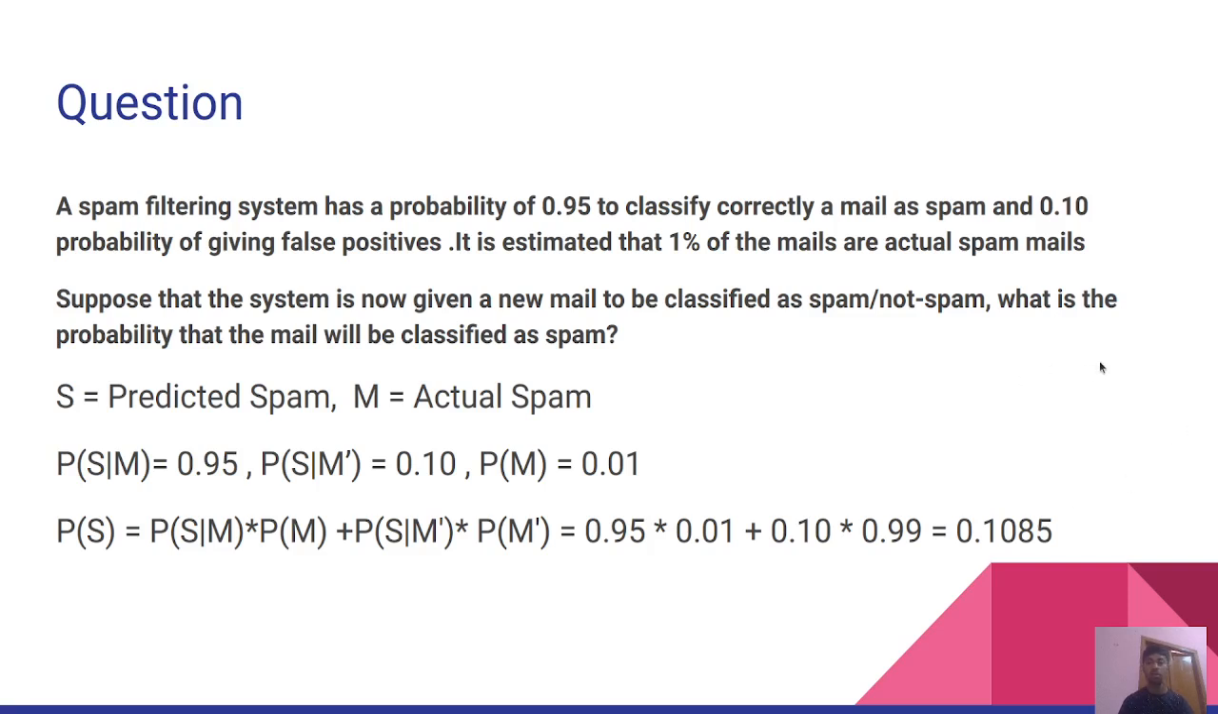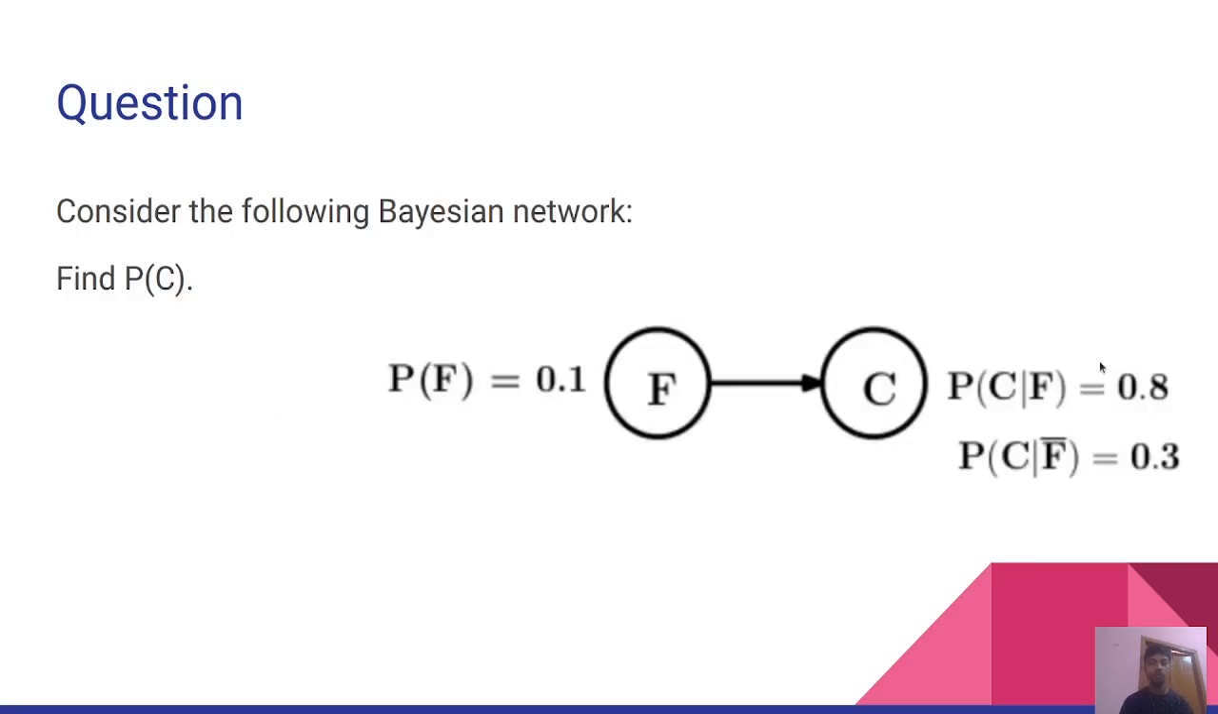Okay, then next question. Okay, so we have a Bayesian network here, and P of F here is 0.01. Here P of C given F is 0.8, and P of C given not of F is 0.3. So we have to find P of C here. This condition is given, and we have to find C.